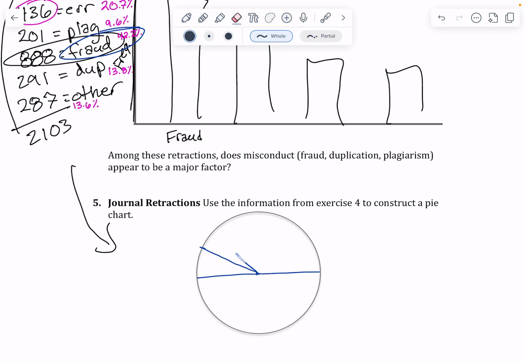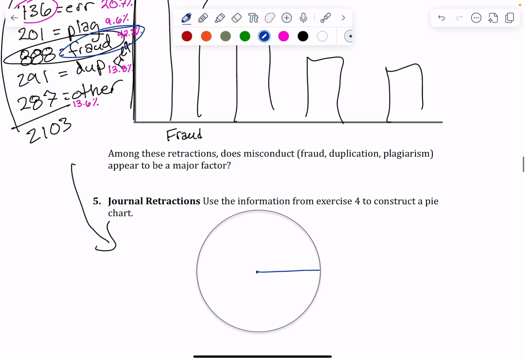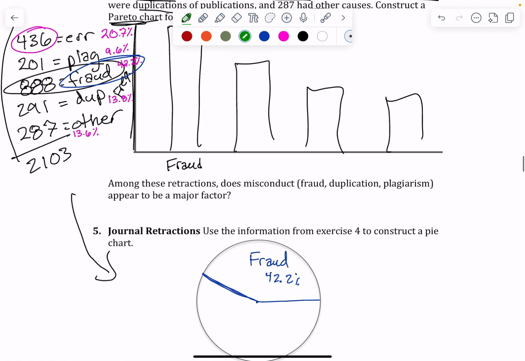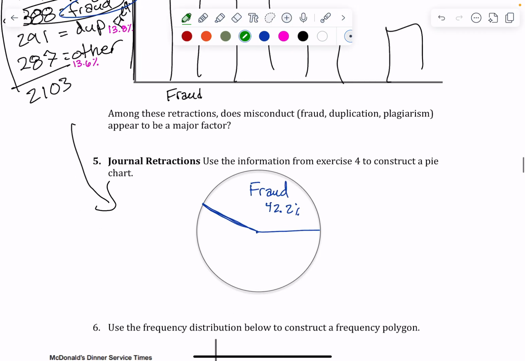Let me get everything else erased. There we go. Something like that, okay? And that is going to be fraud, and I'm going to put 42.2%. Then from there, I'm going to go 20% is the next one, okay? If a slice is a 90-degree angle, that is 25%, right? So I want to go a little less than that. I'm going to go 20%, so he's going to be a little bit over there, right?